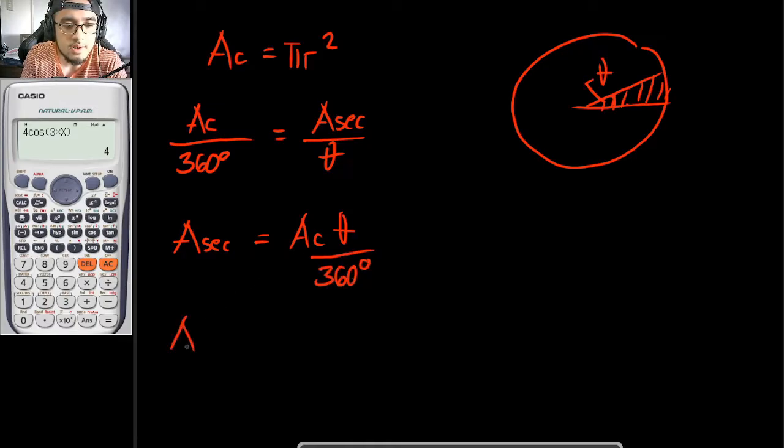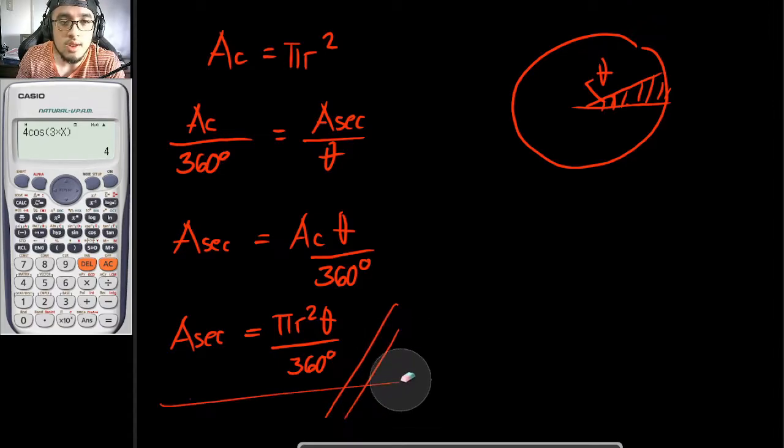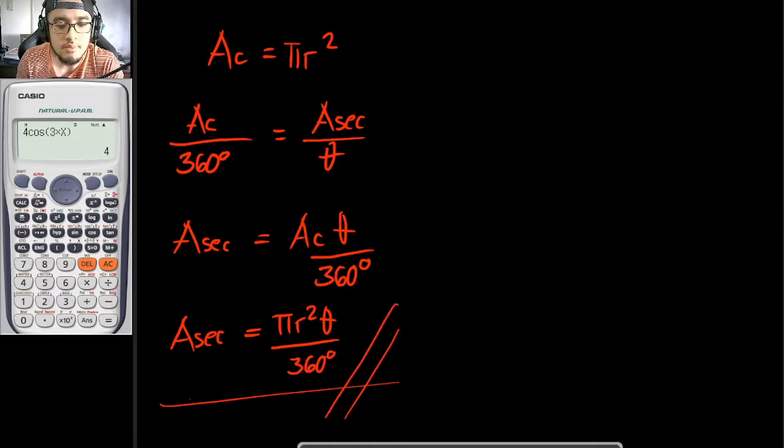So from this, the area of the sector is equal to, what is the area of a circle? That is pi r squared. So pi r squared theta divided by 360 degrees. If your angle is in terms of degrees, this is the formula for the area of a sector. But what if your angle is in radians, just like in our example?